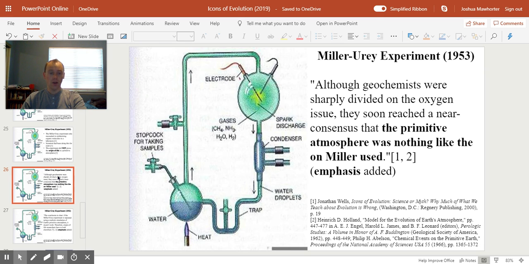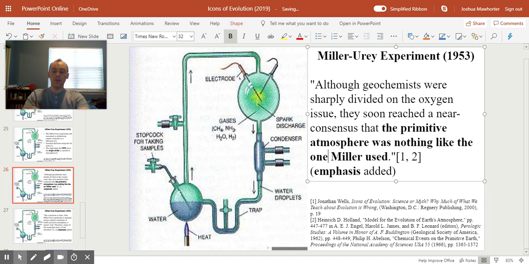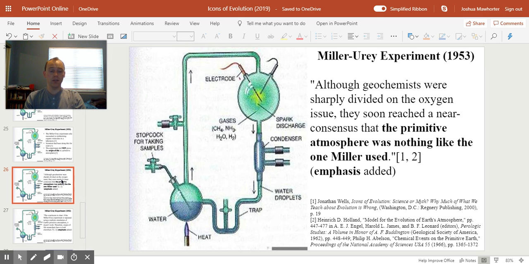Jonathan Wells writes on this: although geochemists were sharply divided on the oxygen issue, they soon reached a near consensus that the primitive atmosphere was nothing like the one Miller used. So even though there was still a divide over whether or not there was oxygen, how much, and at what time, it didn't matter, because eventually, as scientists went further and geochemists looked at the chemistry, the rocks, and the layers, they determined that the primitive atmosphere could be nothing like the one that Miller and Urey were assuming.